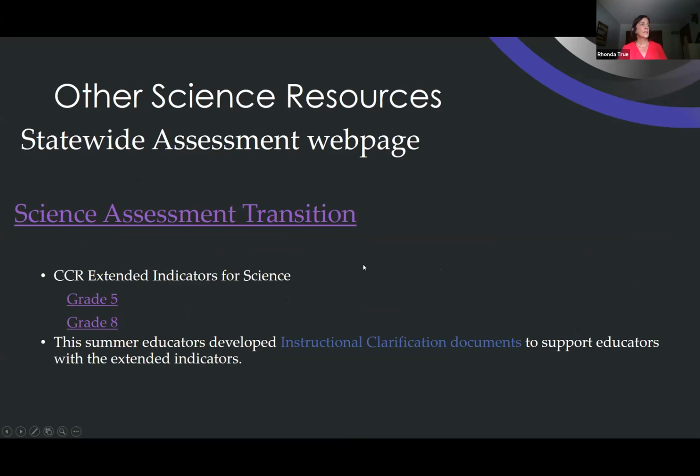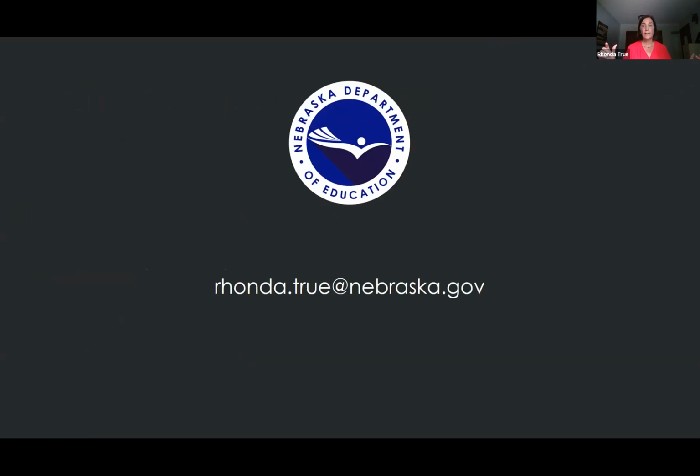Also on the Science Assessment Transition page are the extended indicators for science. And this summer, educators came in and developed instructional clarification documents that will be there as well soon. And that is all I have. Were there any other questions about science or skills?